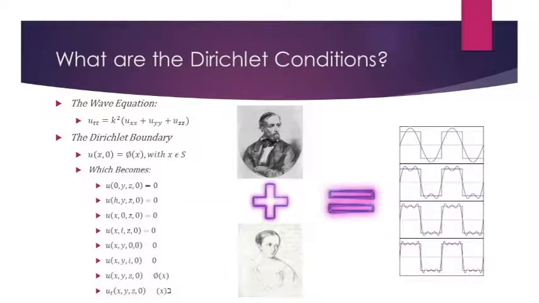What are the Dirichlet conditions? Unlike Neumann conditions, which specify the flux through the boundaries, Dirichlet conditions specify the exact value of the equation at the boundaries. For our equation, we set this equal to 0.